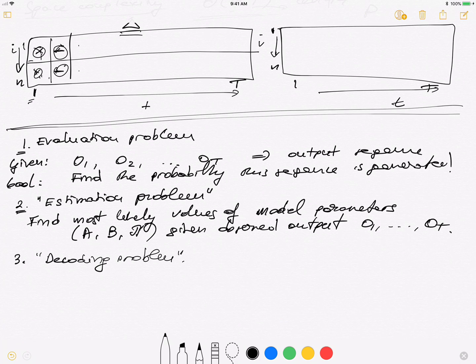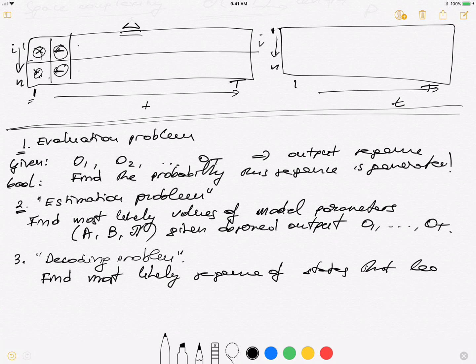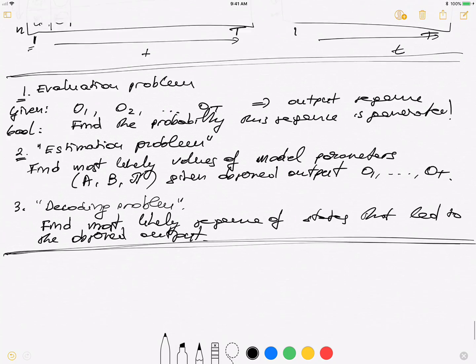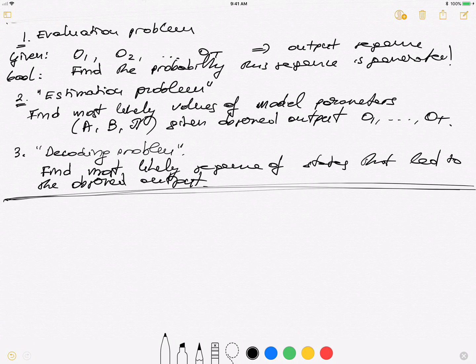Which was to find the most likely sequence of states that led to the observed output. This would conclude my talk about Markov models.